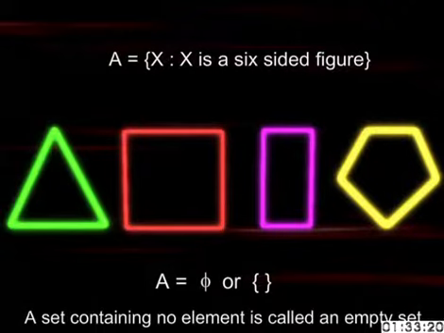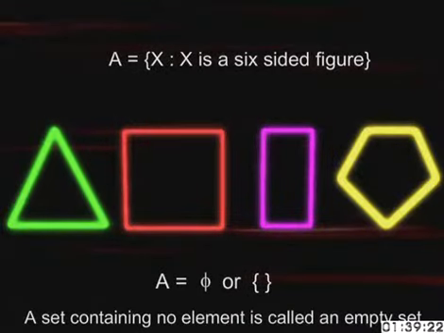An empty set is denoted either by the Greek alphabet phi or a pair of curly brackets with no element inside it.